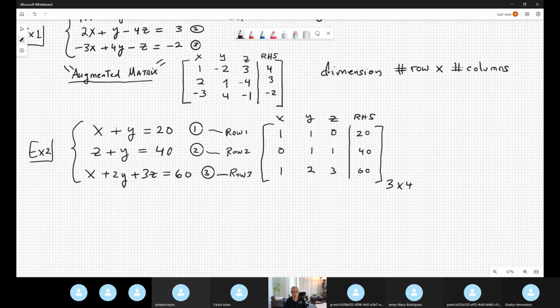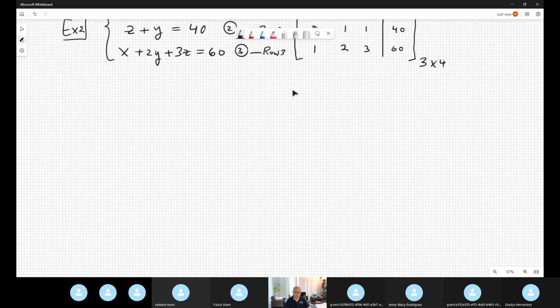Because the augmented matrix is a combination of the coefficients in front of the variables, augmented by the right-hand side number. So far it's clear? Everyone follows me? Everyone understands very well? Yes.